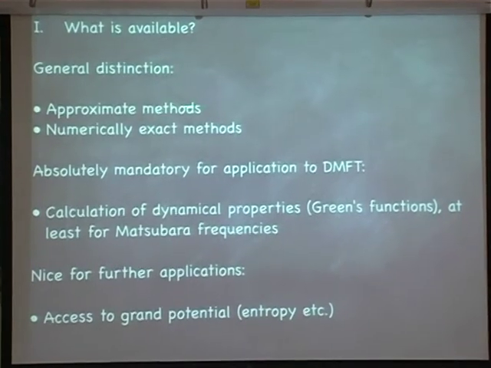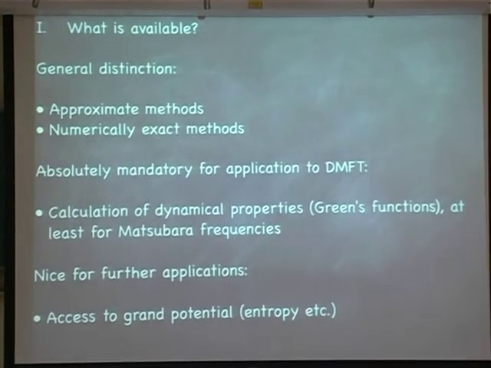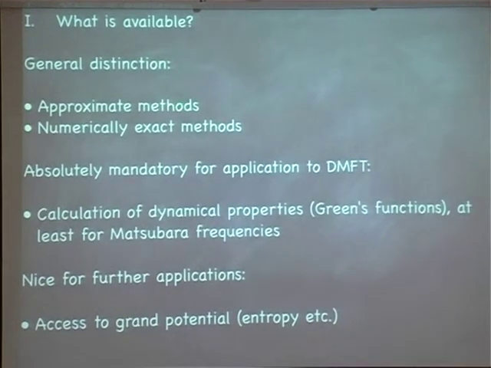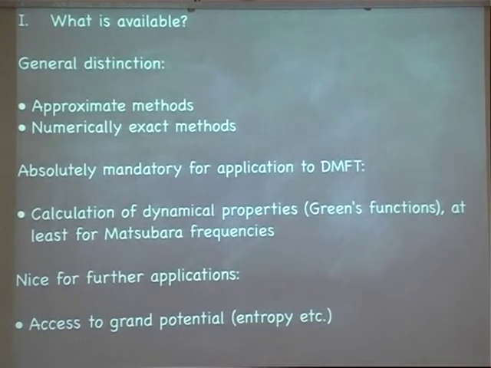I would like to start now from a more general aspect, namely what is available. There's a general distinction between approximate methods and what you would call numerically exact methods. There's also an exact algebraic method, the Bethe ansatz, but this doesn't work for our purpose because it doesn't allow us to calculate dynamics. This is mainly because, as you've learned from Antoine, you absolutely need the Green's function. You have to calculate the self-energy. That is, you must be able to calculate dynamical properties with some reliability, at least for Matsubara frequencies.